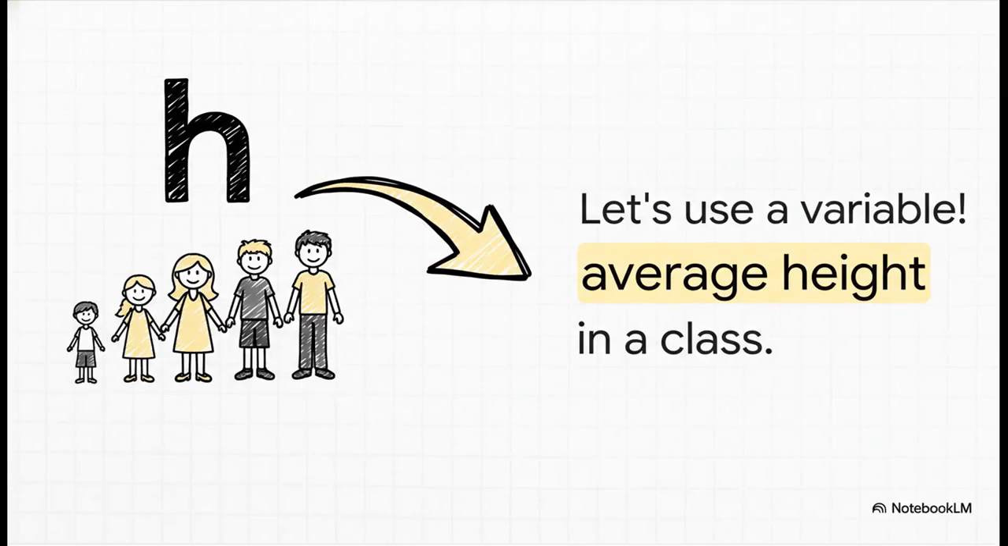Let's make this real. Imagine we want to talk about the average height of students in a classroom. Now, we could write out the average height over and over again, or we could just use a variable like h. It's a simple, elegant shortcut, so much easier.